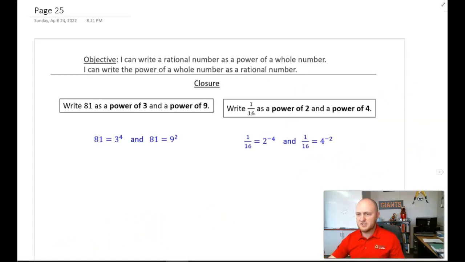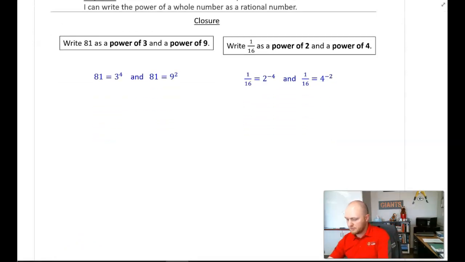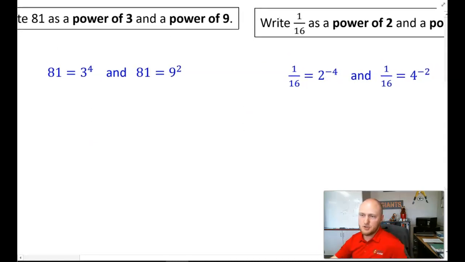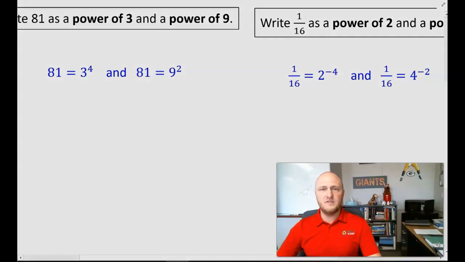All right, here is the solution for these two. 81, that's 3 to the 4th and 9 squared. And 2 to the negative 4th is 1/16, as well as 4 to the negative 2nd. Hopefully in this video you refreshed your memory on exponents and rewriting whole numbers as exponents.